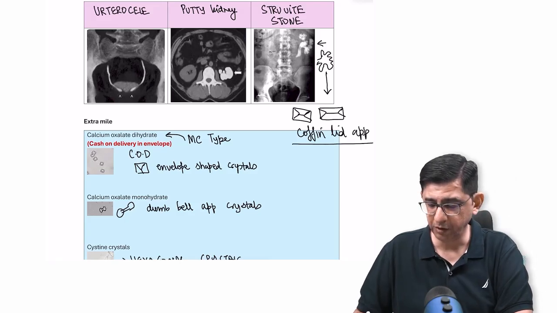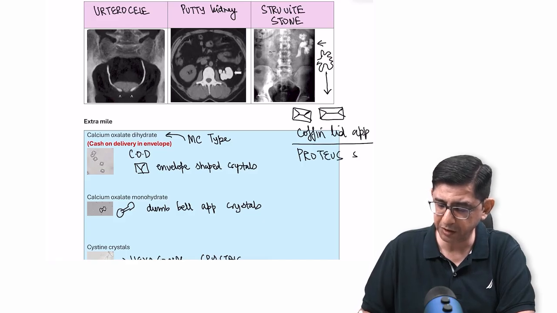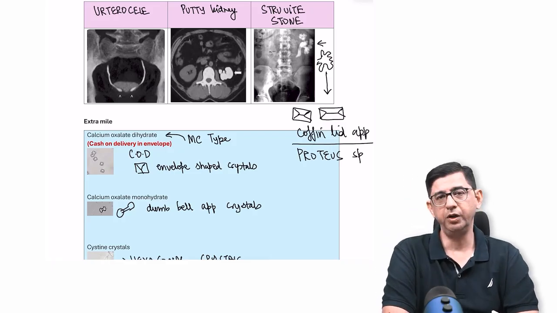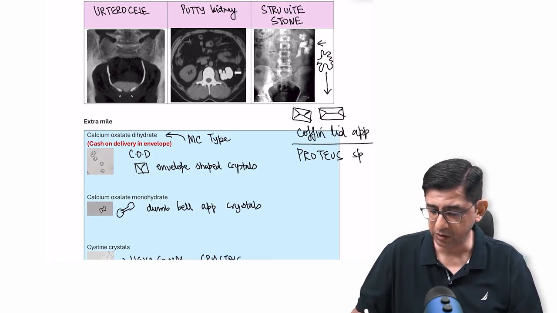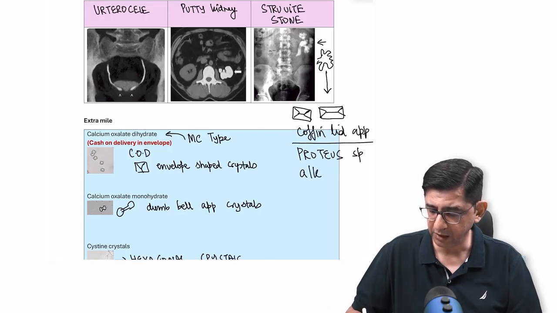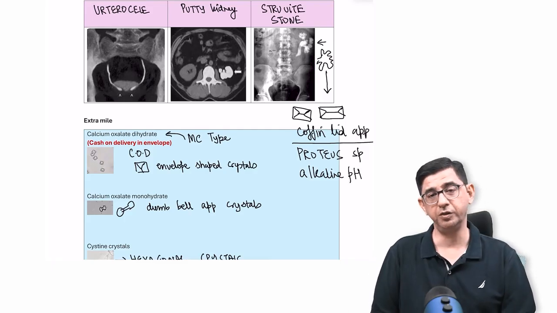The reason for struvite stone is infection with Proteus species or Providencia. Like Providencia, earlier I was blaming it for that purple discoloration of urine. Now I'm blaming it for struvite stone because this causes alkaline urine, alkaline pH of the urine, and this alkaline pH will cause precipitation of crystals that will cause triple phosphate stone.